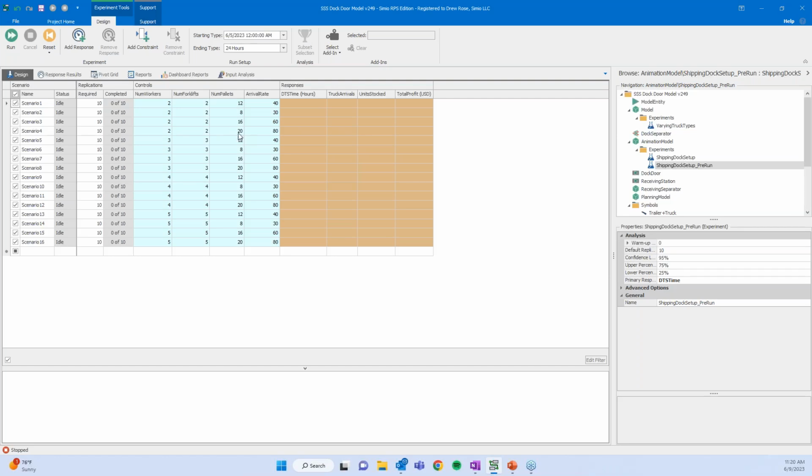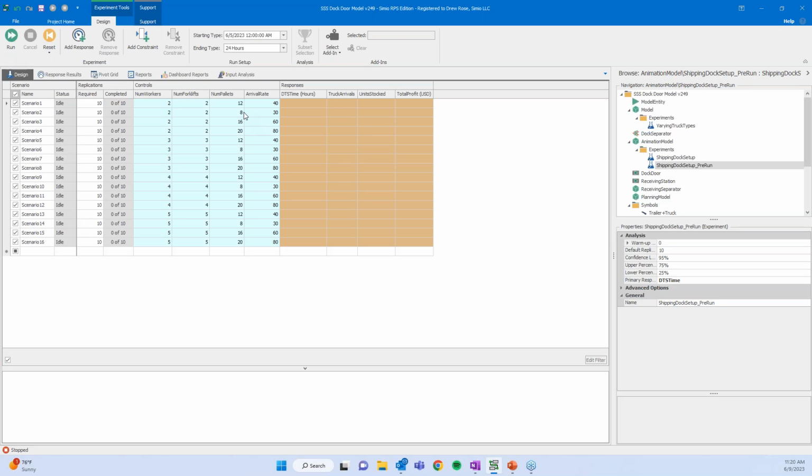So maybe we have an arrival rate where every 80 minutes we have a truck arrive, but every truck that arrives has 20 pallets on it. Or maybe we have a 30-minute delivery, but every 30 minutes we have 8 pallets on that delivery. So we're trying to find that happy medium and see what the right combination is for our objectives.